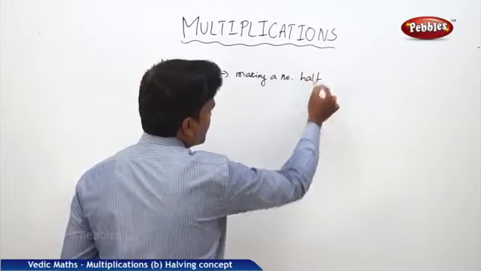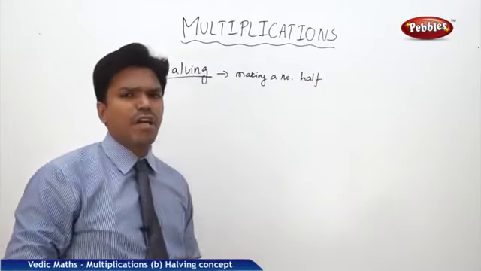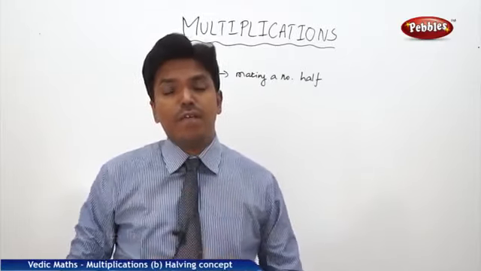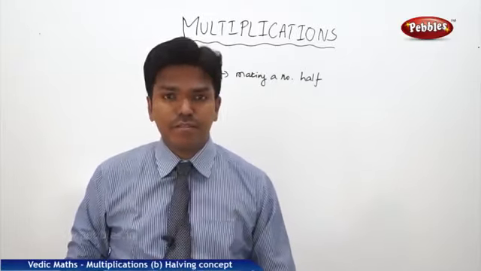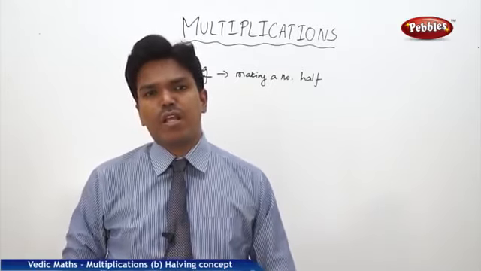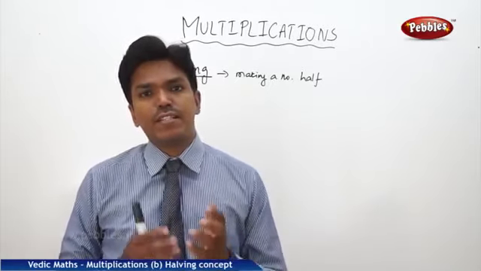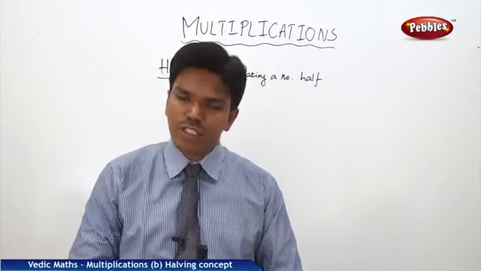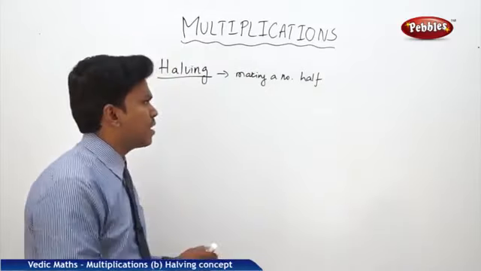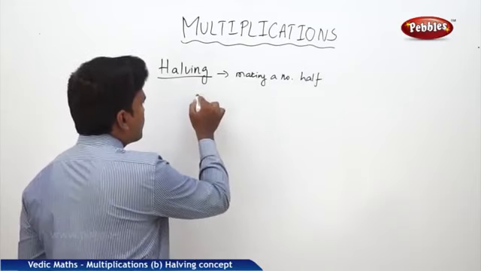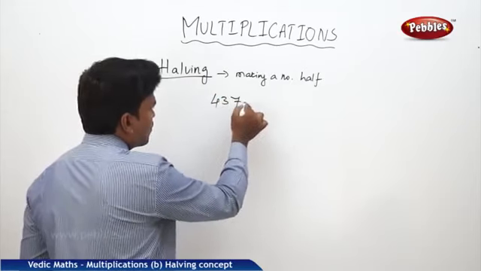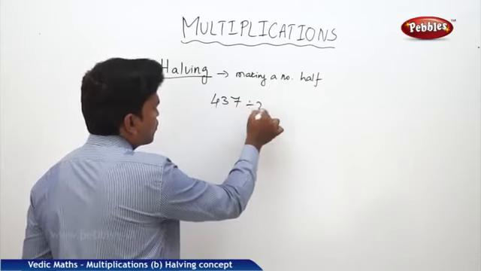half. What do you mean by half, or how can we make a number half? It is nothing but division by 2. If you divide any number by 2, the result is nothing but half of that number. Yes or no? Yes. Let us take an example. Suppose I want to divide a number, let us take 437, by 2.